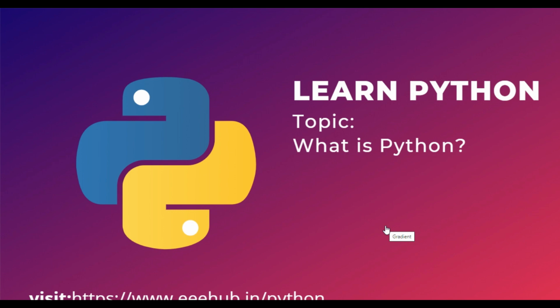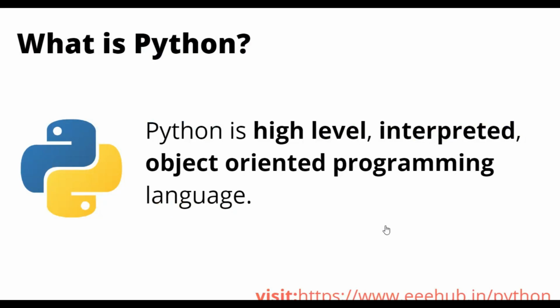In the previous session we discussed why you should learn Python. Moving to the next slide, what is Python? Python is a high-level interpreted object-oriented programming language. It is a language used to communicate with your computer or PC. I have bolded some of the keywords: high level, interpreted, object oriented programming. In the upcoming slides I will discuss each word in detail.